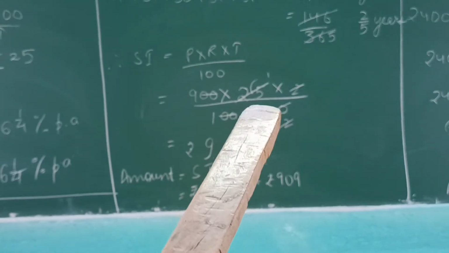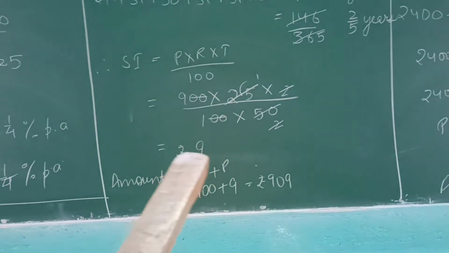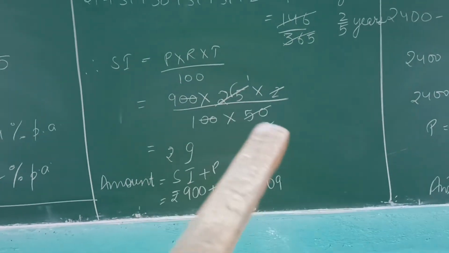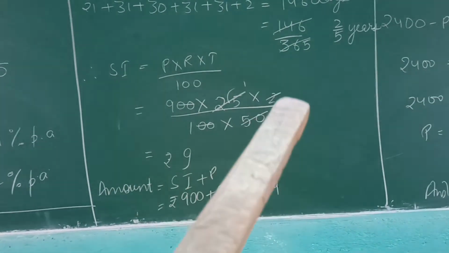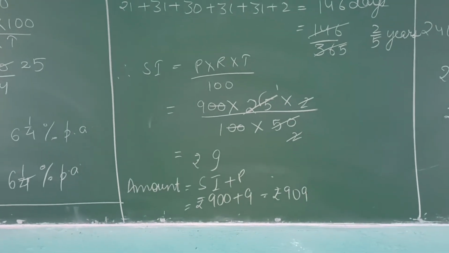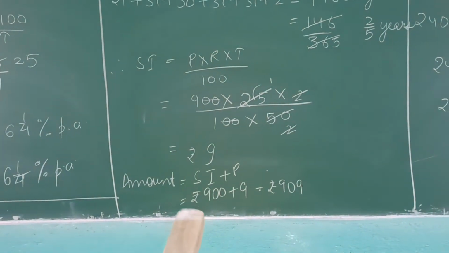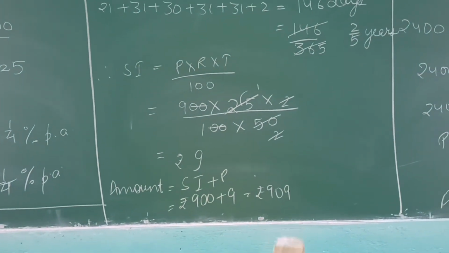I have removed the decimal, then 0 I have put here. It is 50 now. 0 0 cancel out. 25 50 I have simplified, we are getting 2. 2 to simplify, I have simplified, we are getting SI as rupees 9. So amount will be SI plus principal. SI is 9 and principal is 900. So we are getting 909.